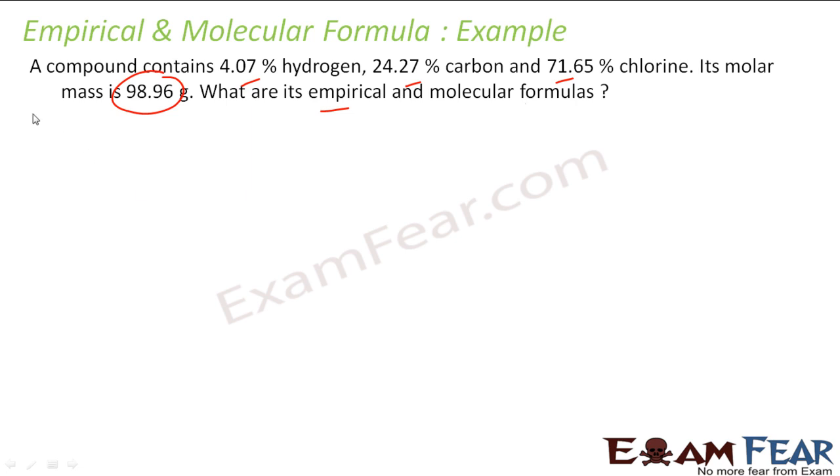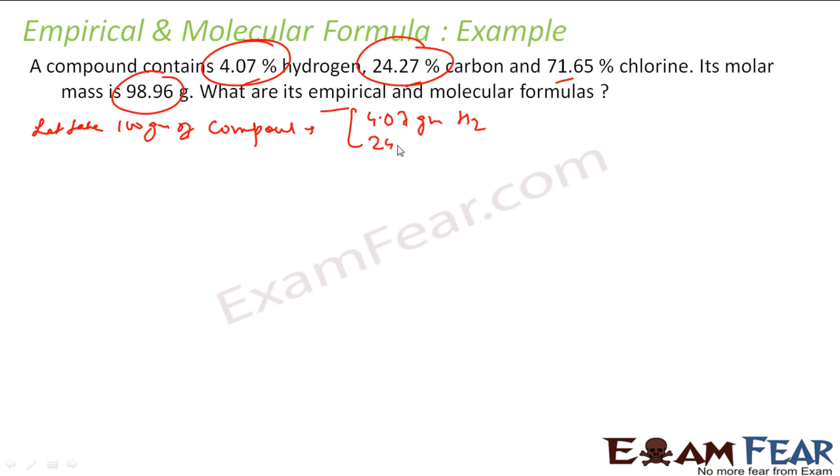So let's assume we take 100 grams of this compound. In 100 grams of this compound, we'll see that 4.07 grams will be hydrogen, 24.27 grams will be carbon, and 71.65 grams will be chlorine. This will be the composition in the 100 grams. So let's convert these grams into moles.